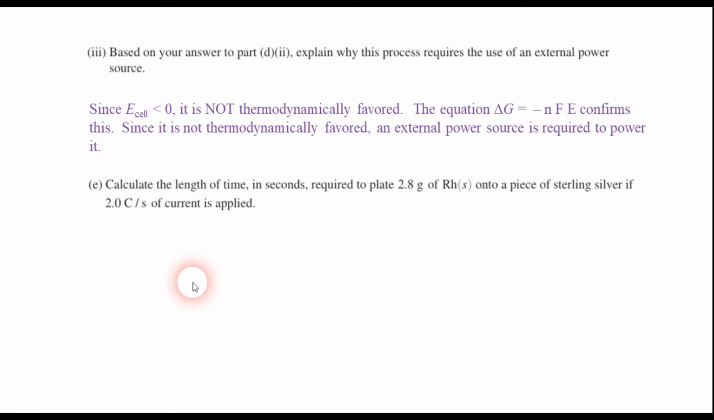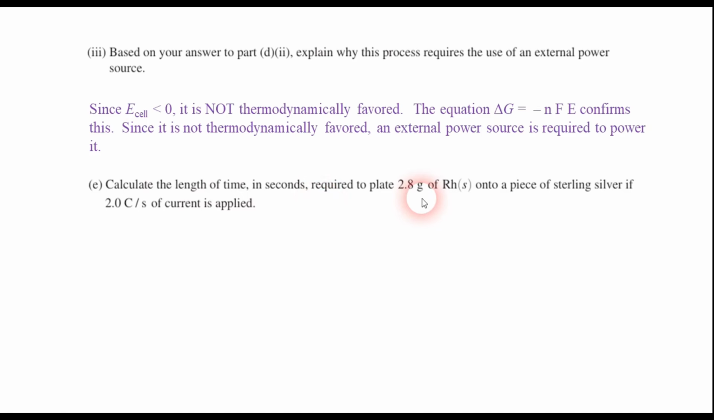Part E says, calculate the length of time in seconds required to plate 2.8 grams of rhodium solid onto a piece of sterling silver if 2 coulombs per second of current is applied. So we have to remember that the equation I equals Q over t will help us here. I is the current, which is 2 coulombs per second, or 2 amps, as we usually write that. The time is what we're asked to solve for.